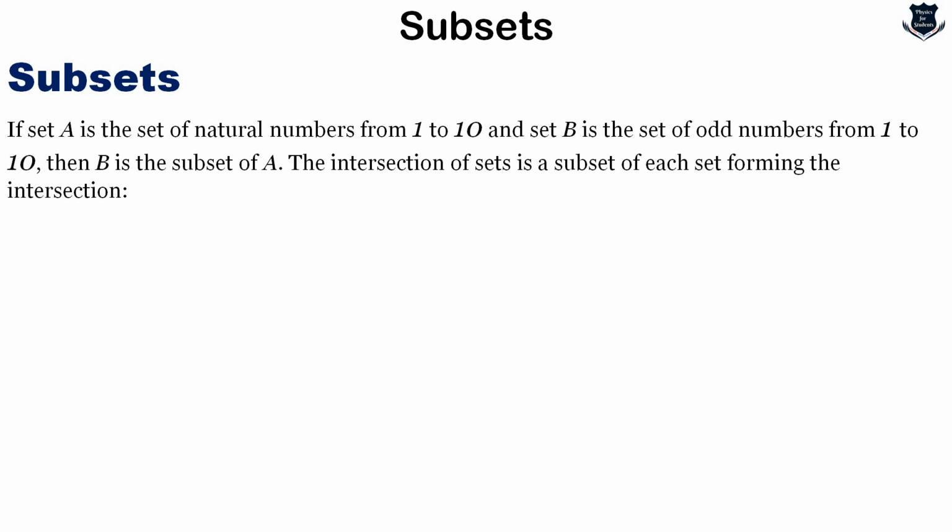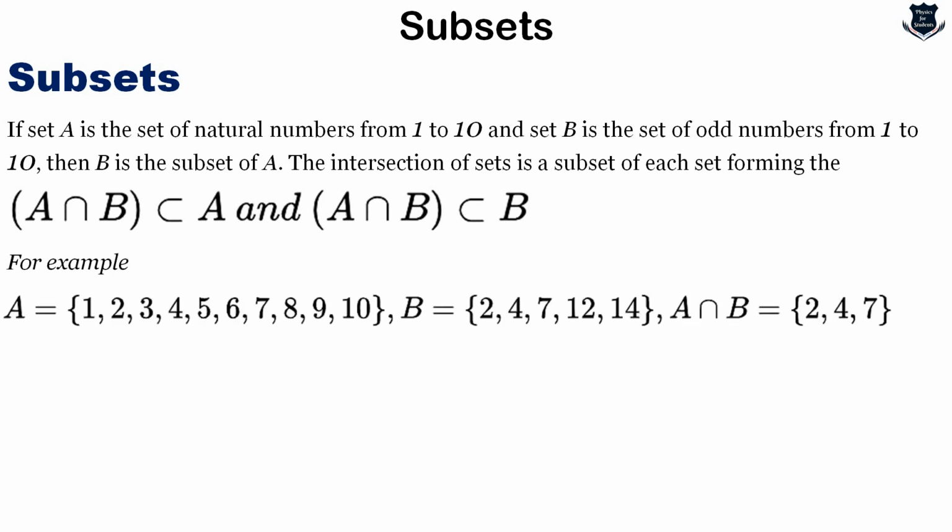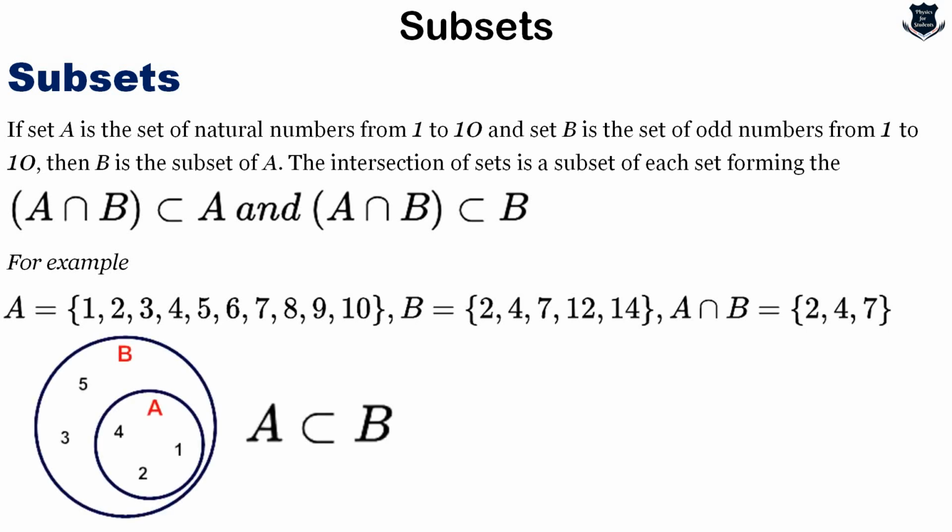Why? Because B is the prime numbers, which is a subset of A, which is the whole natural numbers. So we write it as A intersection B is a subset of A, and A intersection B is also a subset of B. Say, for example, if I take 1, 2, 3, 4, 5, 6, 7, 8, 9, and I have taken 2, 4, 7, 12, then A intersection B would be 2, because here 2 is present, again 4 is present, again 7 is present. The rest of the things we are discarding, and this is how it looks.